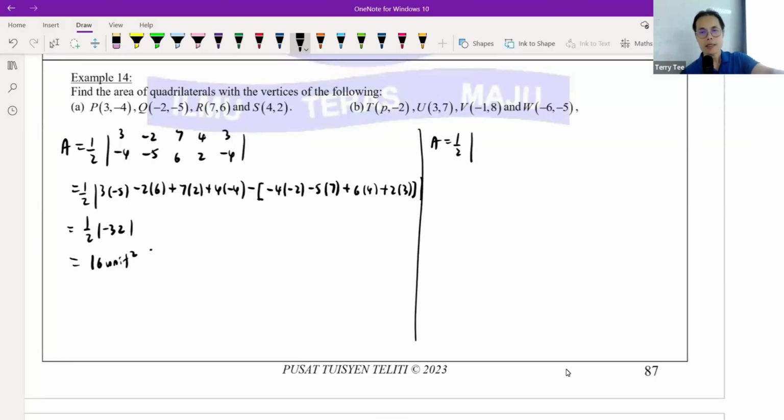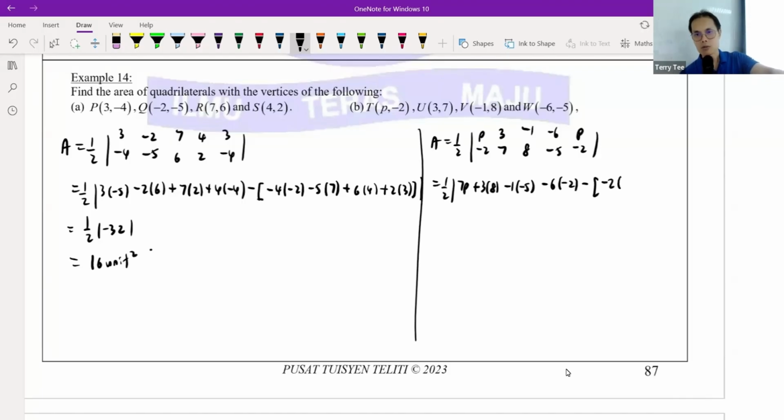The second one, we will have to do it here. Half x1, y1, x2, y2, x3, y3, x4, y4. Repeat the first point. So there's a half here, 7p, p times 7, 7p. This is 3 times 8, minus 1, minus 5, minus 6, minus 2. This will be minus 2, 3, 7, minus 1, 8, minus 6, minus 5p. Okay, so let's count. This one, we have to do the number and the unknown separately.